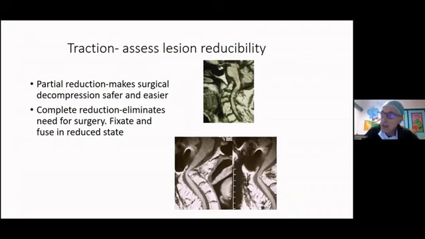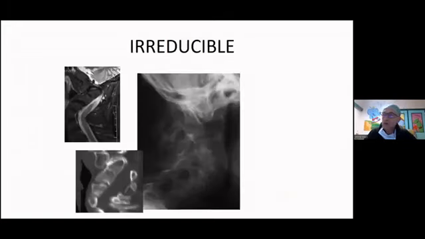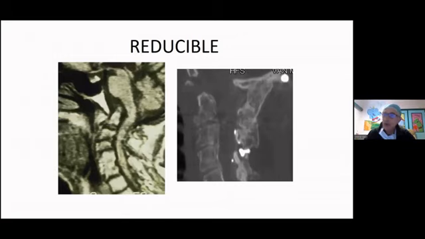This is a typical example of a lesion requiring traction assessment in order to distinguish reducibility from irreducibility, like in this case. And again, from the group of anterior decompression for irreducible basilar invagination, transoral decompression for sure is so far again an evergreen gold standard option.